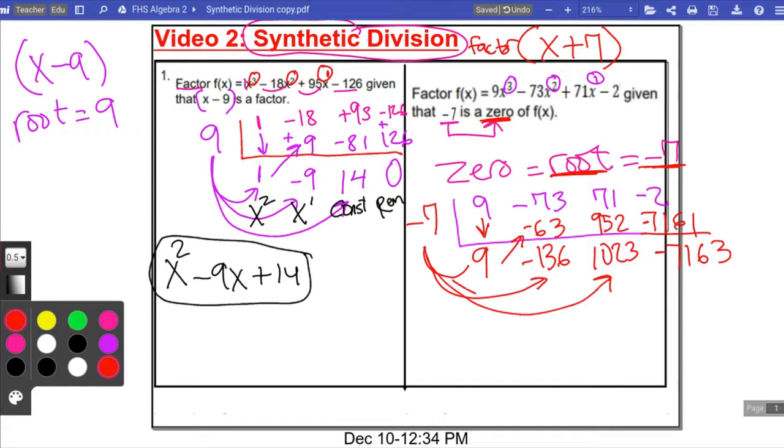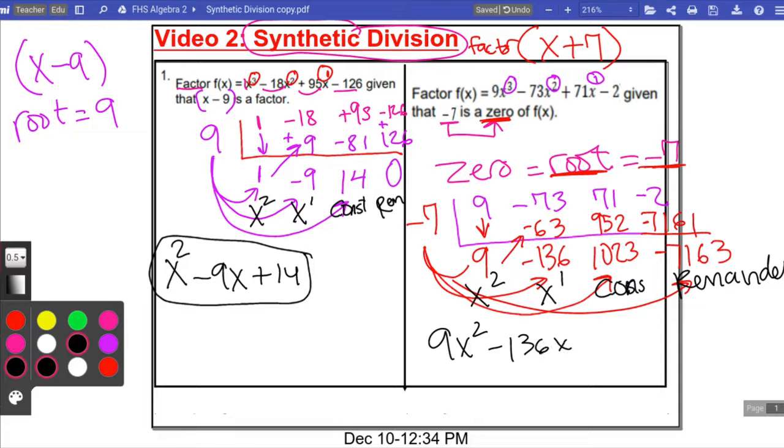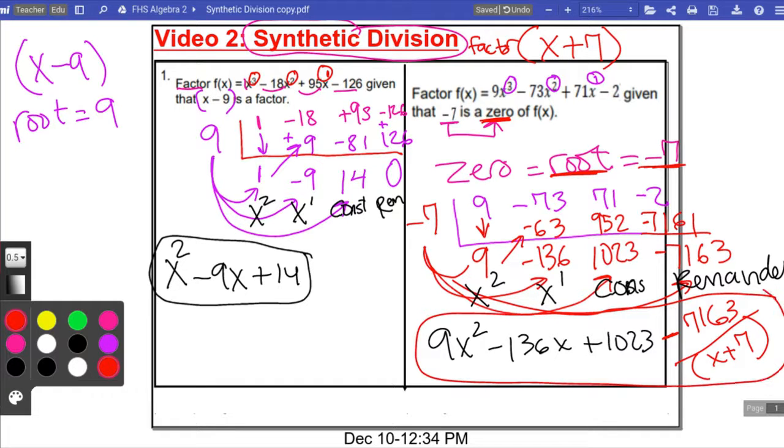All right, so like I said earlier, the last number is your remainder. Constant, x to the first, x squared. Ready? Write it. So we have 9x squared minus 136x plus 1023. And then the remainder, you ready? The remainder has to be written like this. Minus 7163, all of that divided by x plus 7. I wrote it as a factor. That's it. All right.